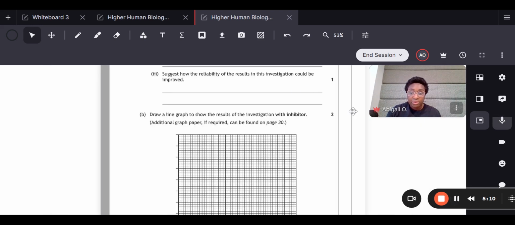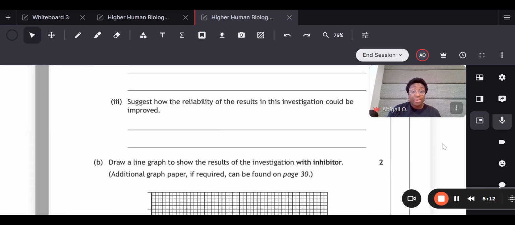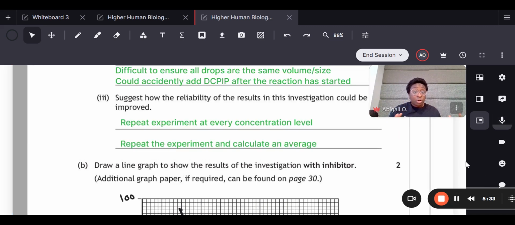So the next question is asking, suggest how the reliability of the results in this investigation could be improved. Now from National 5, there's a phrase I had seared into my mind: repeat for more reliable results. And that is true. But at Higher, you need to say a bit more than just repeat to improve reliability. So you could say two things. You can repeat the experiment at every concentration level, okay? Or you can repeat the experiment and you can calculate an average.